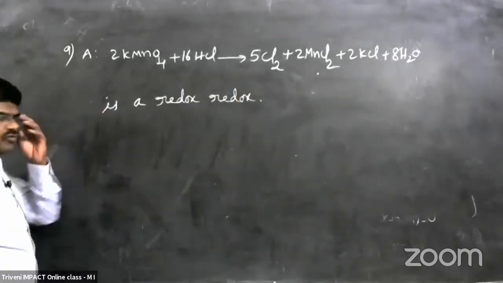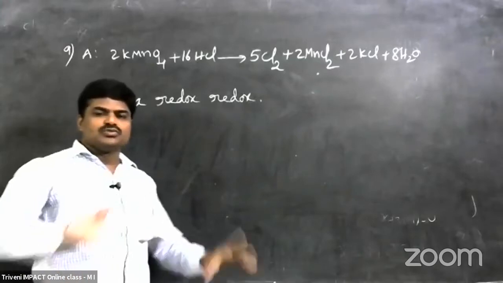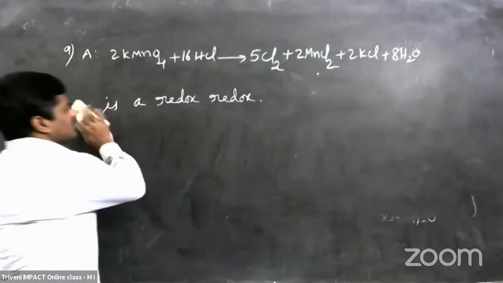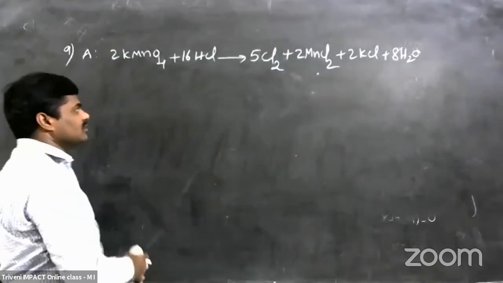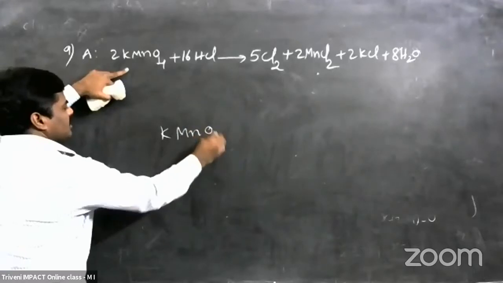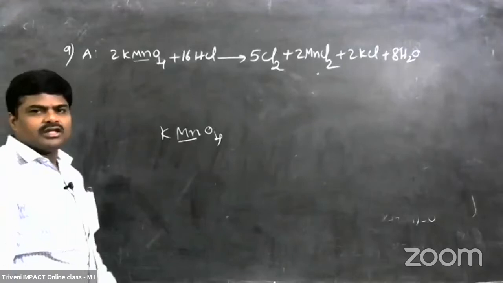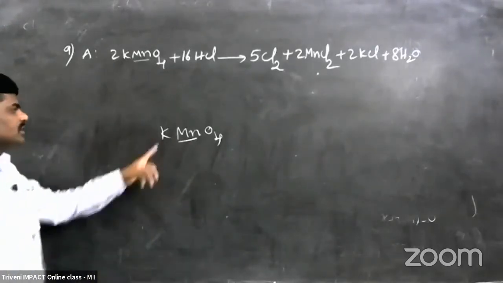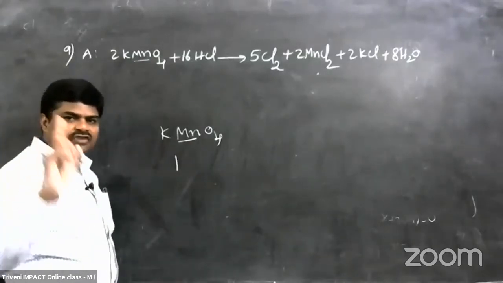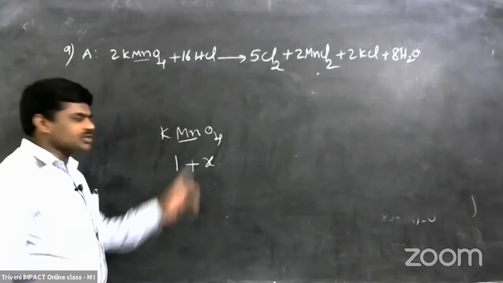Is it true or false? Redox reaction means it contains both oxidation and reduction. So we are going to check whether it is a redox reaction or not. First we have to calculate the oxidation number of Mn in KMnO4. All of you calculate that one. The oxidation number of K is +1, because it is a first group element, plus Mn oxidation state is X.